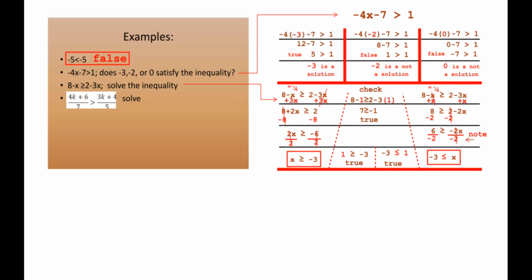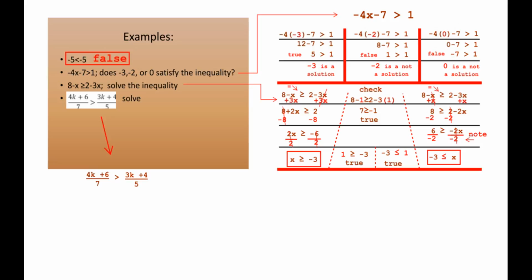Let's try the next example. In this case, notice that it has fractions. I know you just love fractions, but we'll try to avoid the fractions. So let's bring it down. 4k plus 6 divided by 7 is greater than 3k plus 4 divided by 5. Since I know you love fractions, well, I'm just kidding. We'll try to avoid the fractions by getting rid of them.